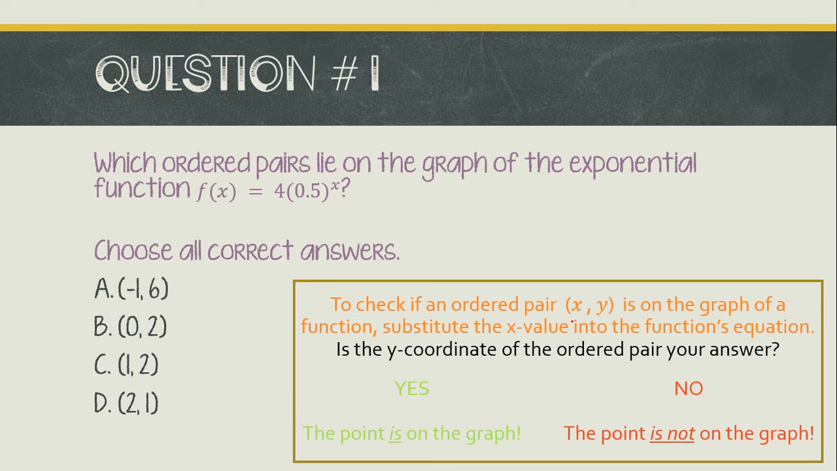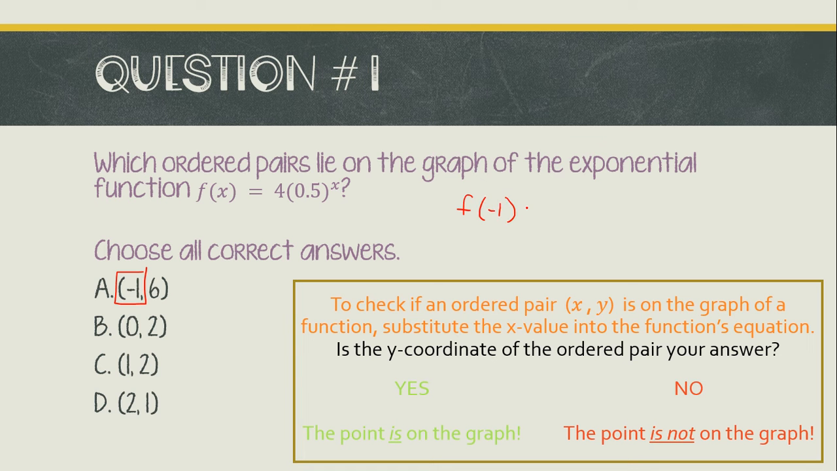To check if an ordered pair, our x comma y, is on a graph of the function, we substitute in the x value. Like this first one, I'm going to substitute in that -1 for x. And then I'm going to see if the y coordinate of the ordered pair is my answer. So if I get the answer of 6, then this is an answer. If it's not 6, then it's not an answer for that graph. So let me show you exactly what I mean.